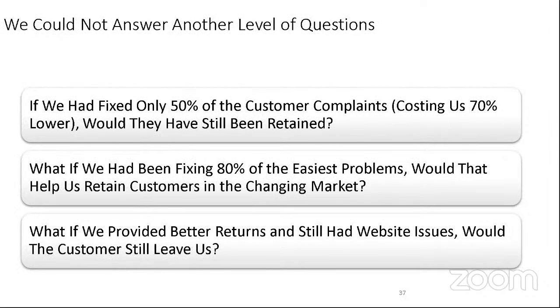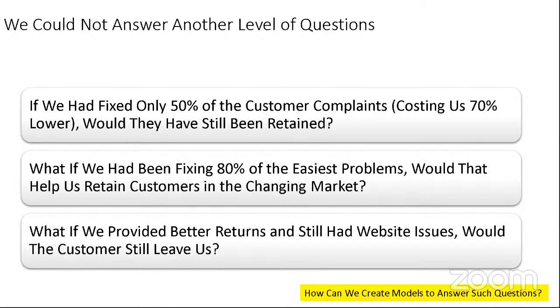Now notice, we still could not answer another level of questions here. We were able to say why a customer is about to leave, but we were not able to say if we had fixed only 50% of the customer complaints instead of, let's say, 90%, would they have still been retained? Because we would have spent 70% less money. Corporations think about these things. What if we had been fixing only 80% of the easiest problems? Would that help us retain customers in the changing market? Or what if we provided better returns and still had website issues? Would the customer still leave us? Our model could not address that because it was still at the level of some causal, some association.